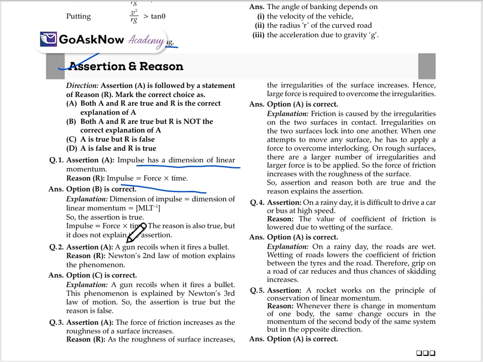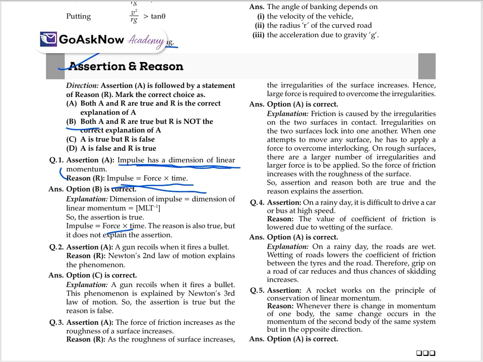Impulse is equals to force into time. Okay, wait, see. Impulse has the dimension of linear momentum. Let's check this first: the dimension of impulse equals the dimension of linear momentum, MLT inverse, so it is correct. But when we talk about impulse equals force into time, that F into t equals impulse, the reason is also true, but it does not explain the assertion. The reason is true, that's fine, but when we see the relation between the assertion and the reason, it's not correct. Here we can conclude that option B is correct. Both A and R are true, but they are not correlated to each other.